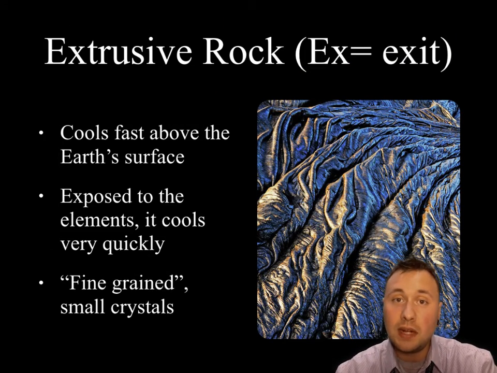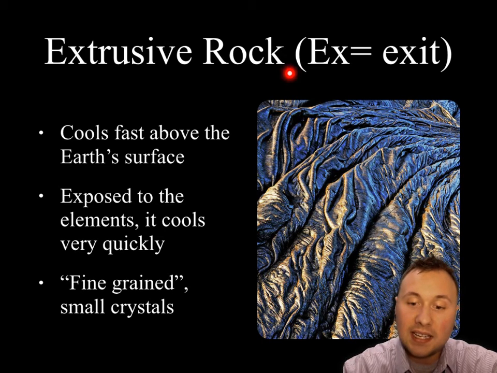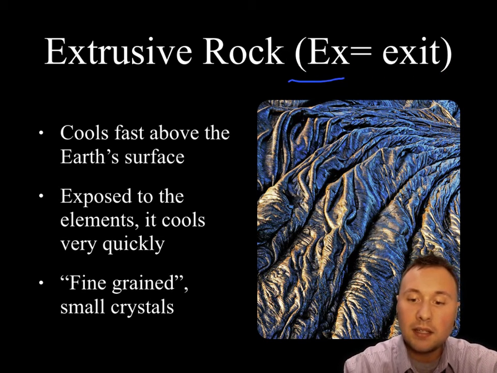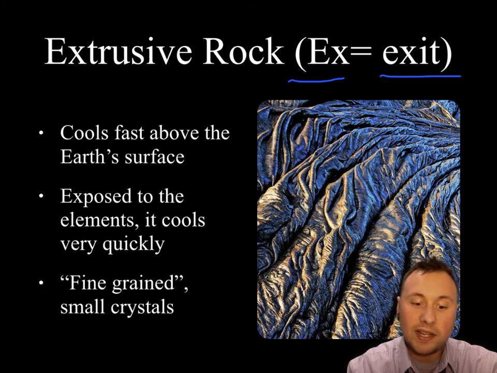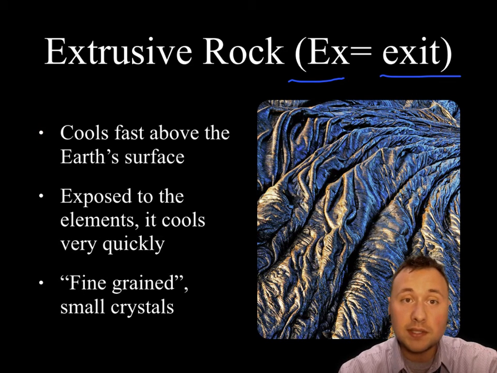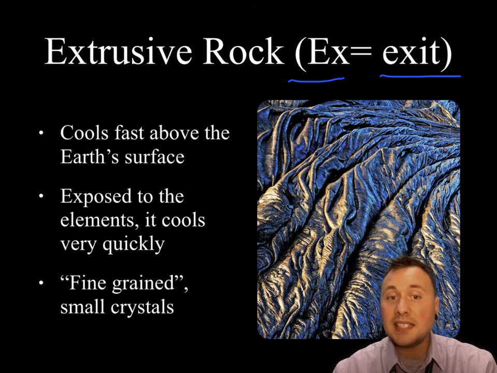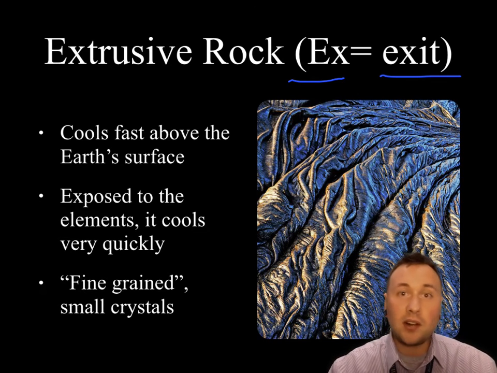Next, extrusive rock. Get this once again, X like exit. So you've got extrusive rock, exits the crust, exits the earth in a way. And so right here you've got the first point says cools fast above the Earth's surface. And exposed to the elements, it cools very quickly. So it's on the surface. There's air there, there's rain, there's wind, there's all sorts of stuff.